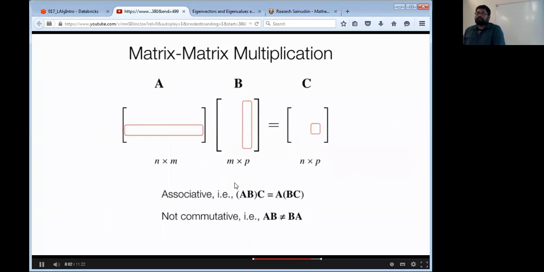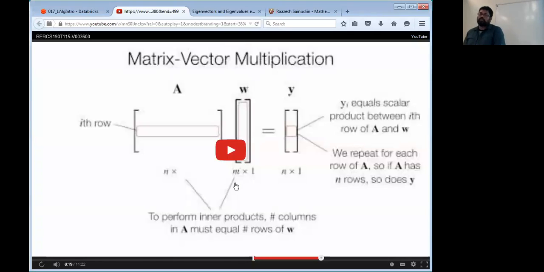Next, let's note two properties of matrix-matrix multiplication. The first being that it's an associative operation, or in other words, A times quantity BC equals quantity AB times C. However, it's not commutative, or in other words, in general, AB does not typically equal BA. So the associativity is something we take advantage of in matrices, right?